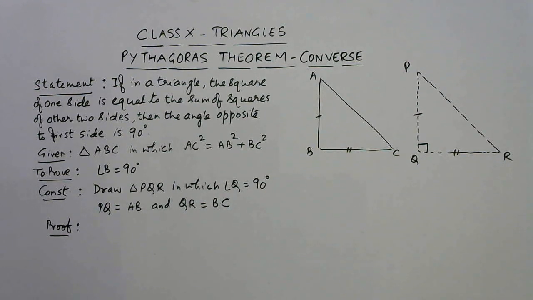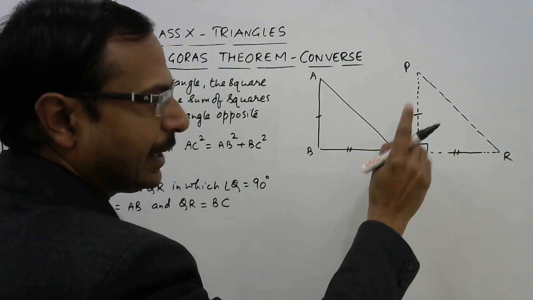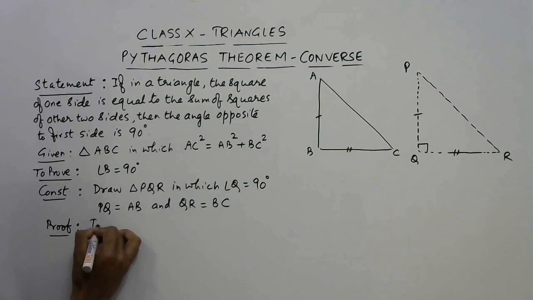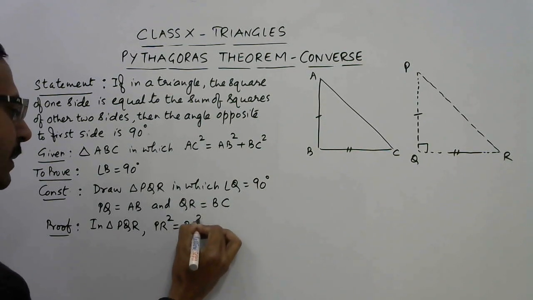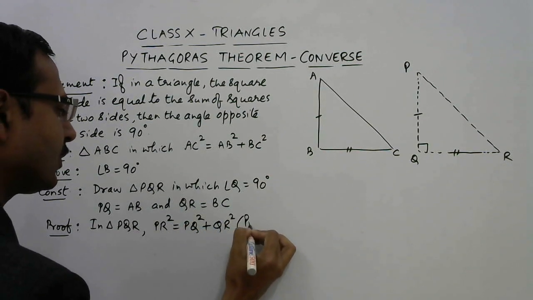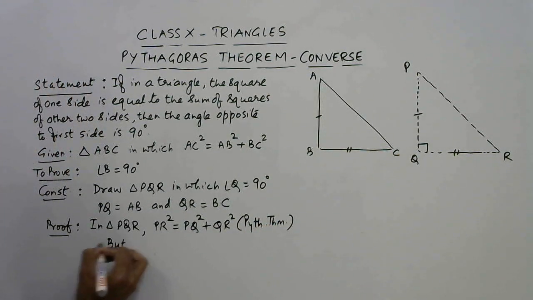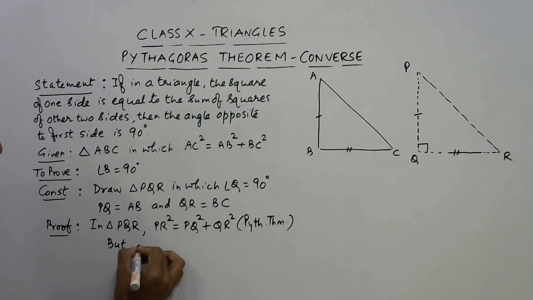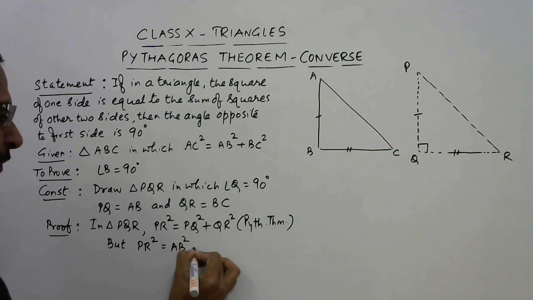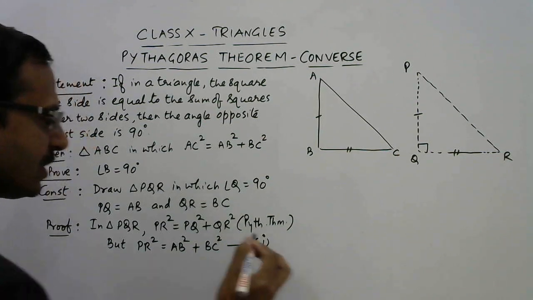For proving this, first I'll make use of the Pythagoras theorem in the triangle PQR. Since it is a right angle triangle, I can use the Pythagoras theorem. So in triangle PQR, PR square will be equal to PQ square plus QR square. This is the Pythagoras theorem. But I have taken PQ equal to AB and QR equal to BC in the construction. So PR square becomes equal to, in place of PQ, AB square, and in place of QR, BC square. So this is the first equation which is required.